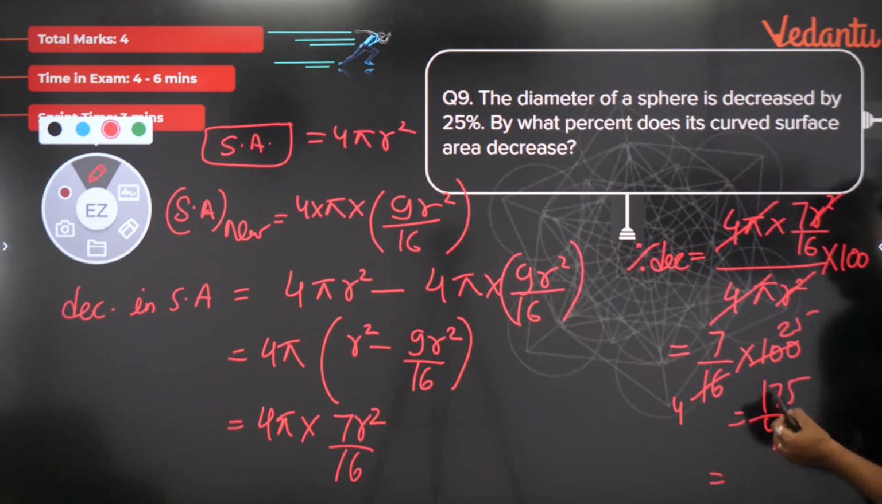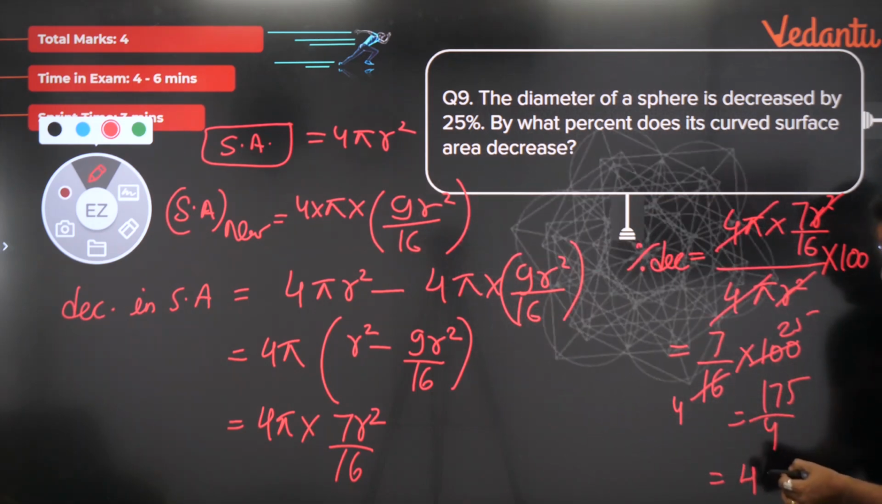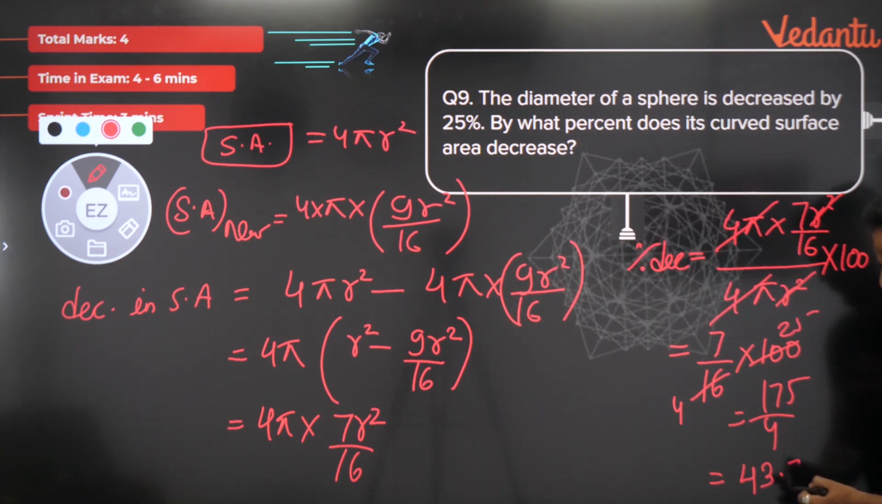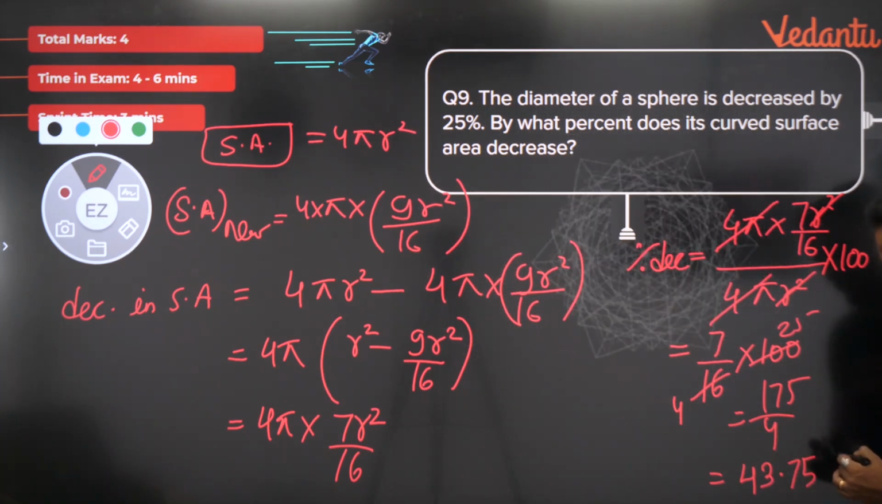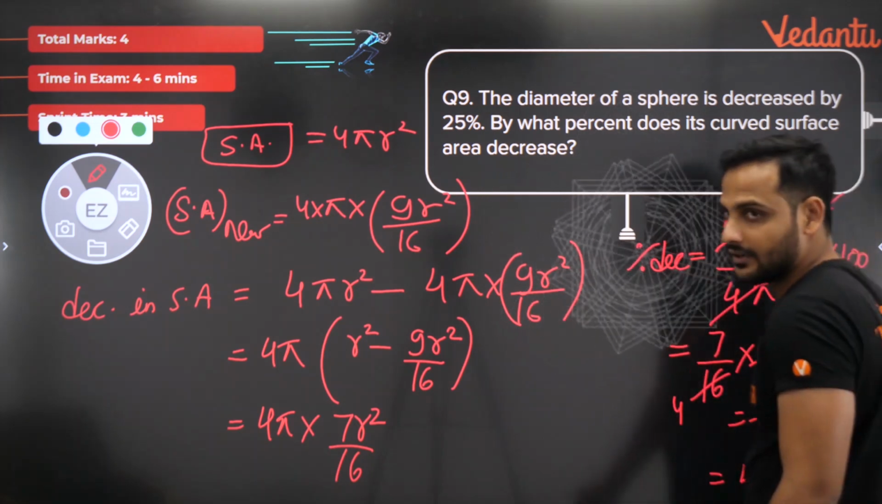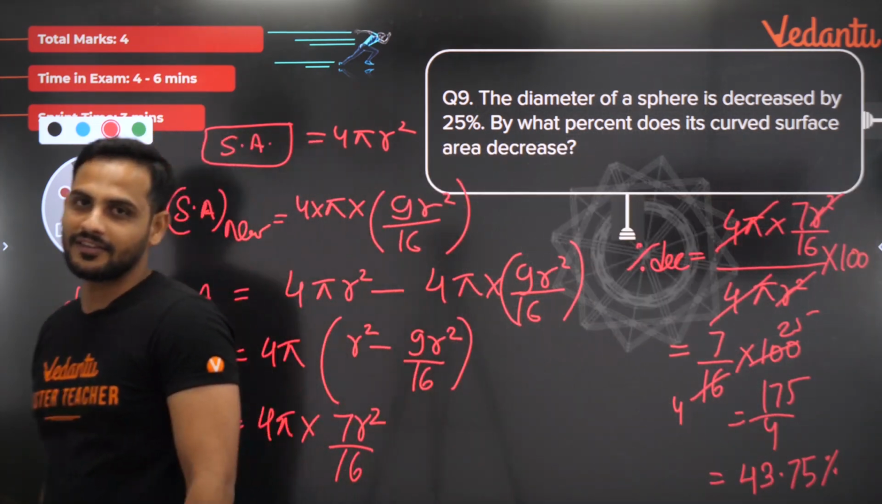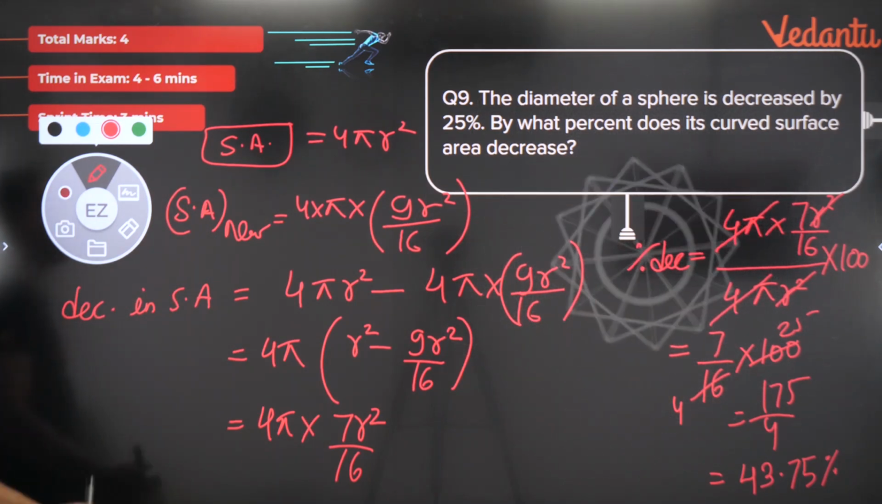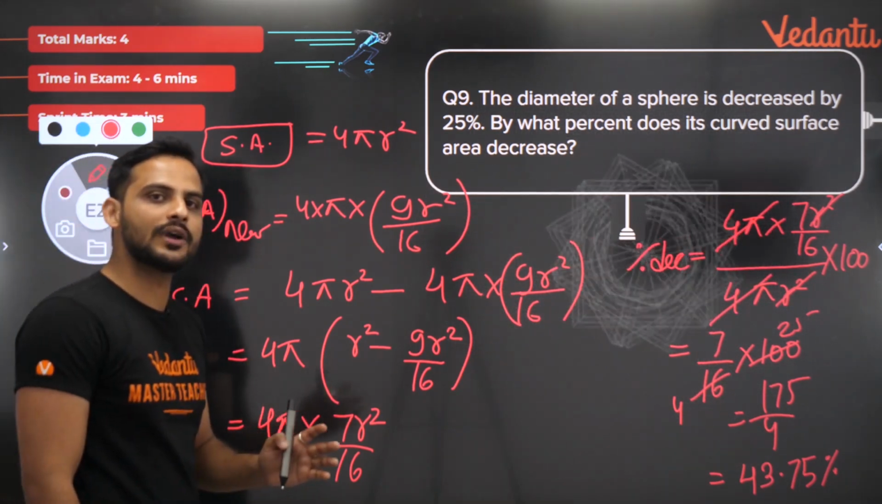So I can say it is equal to, 4 4s are 16, remainder 1. 4 3s are 12, remainder 3, 4 7s are 28, and 4 5s are 20. So 43.75% reduction in surface area is there. The reduction is 43.75%. So percentage decrease, how do you calculate?